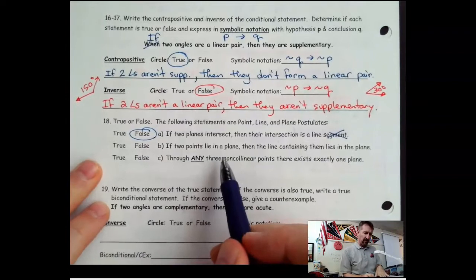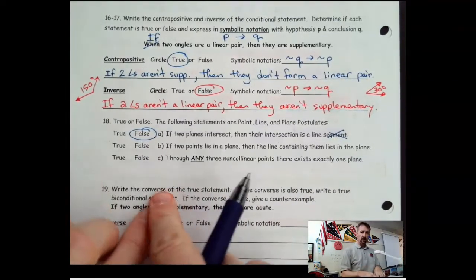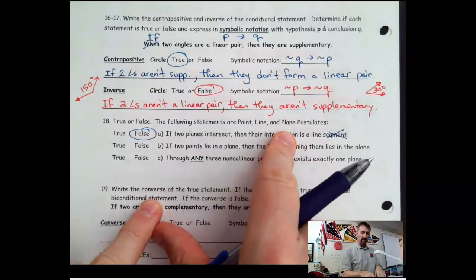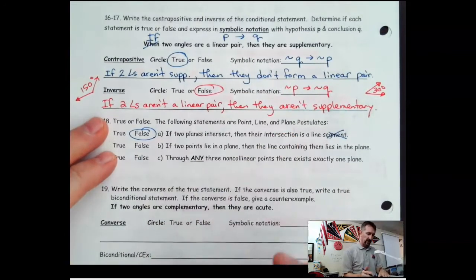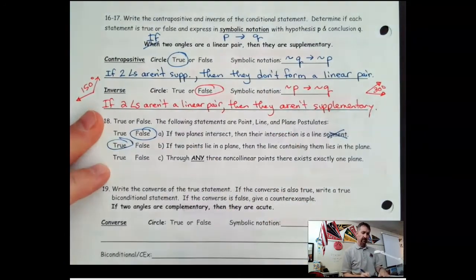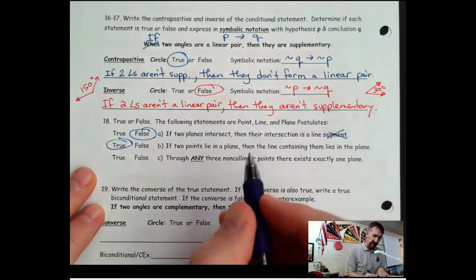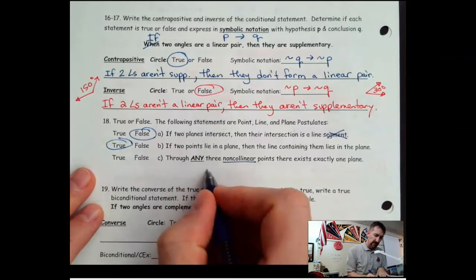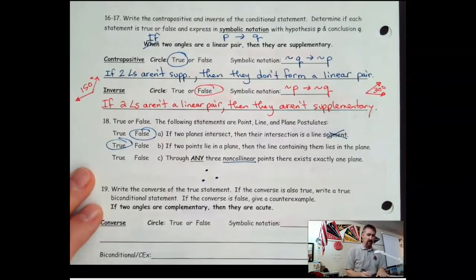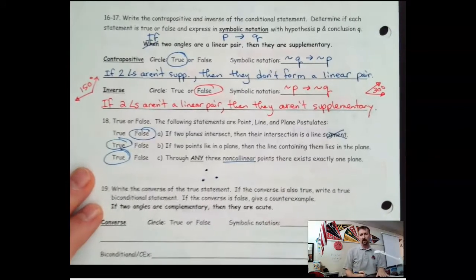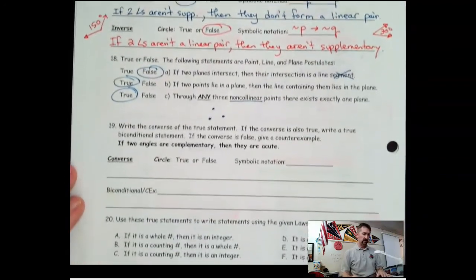If two points lie in a plane, then the line containing them lies in the plane. So if I put two points on this piece of paper and connect them with a line, then obviously that line is on the piece of paper also. So that's true. And through any three non-collinear points, there exists exactly one plane. The key there is non-collinear. Three non-collinear points make a triangle, and any triangle is going to be in a flat surface. So that's good to go also.